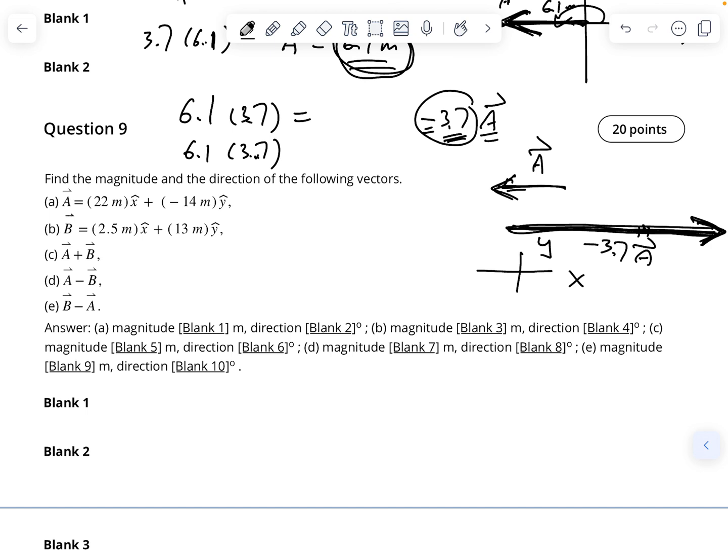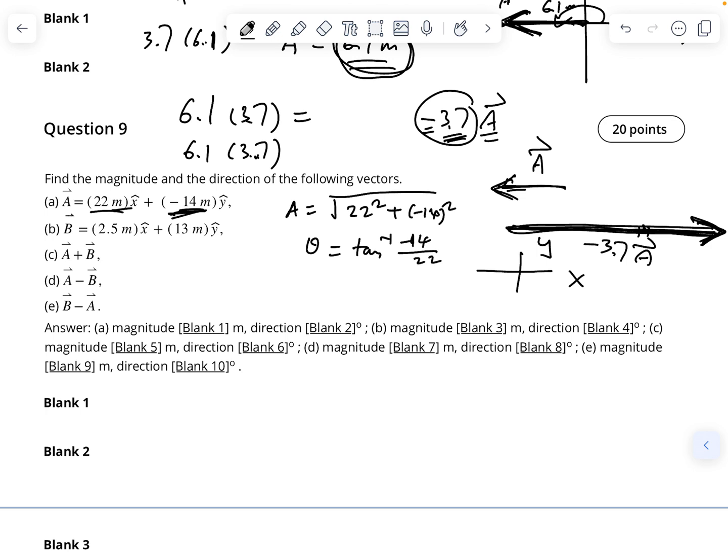Find the magnitude and the direction of the following vector. Okay, so A, you see, these are vector components: AX and AY. So the magnitude A equals the square root of 22 squared plus negative 14 squared. The direction theta equals the inverse tangent of AY over AX, negative 14 over 22.